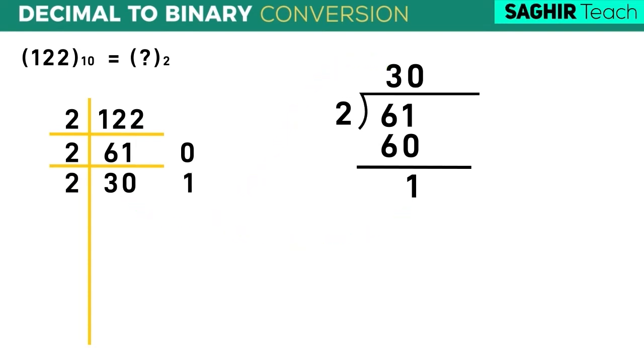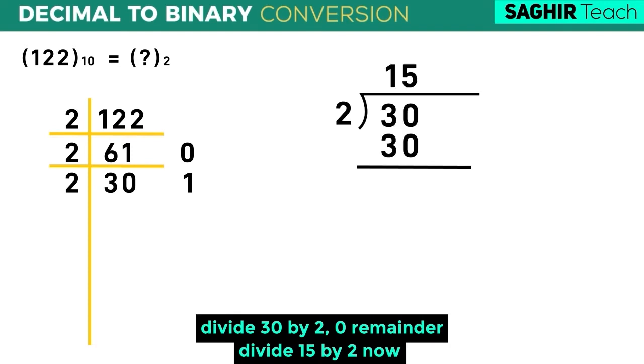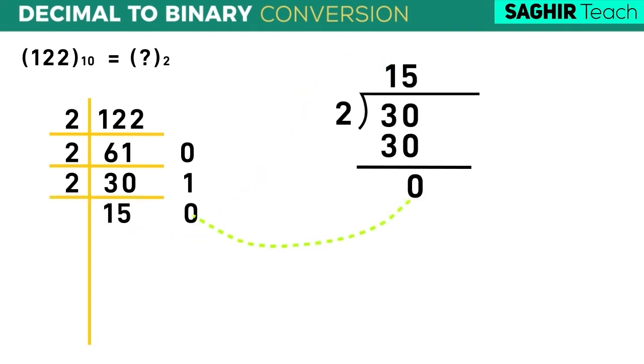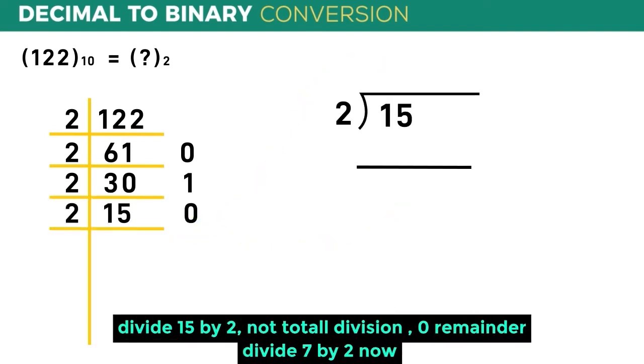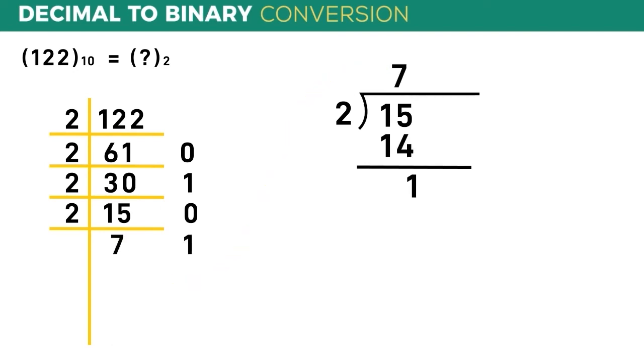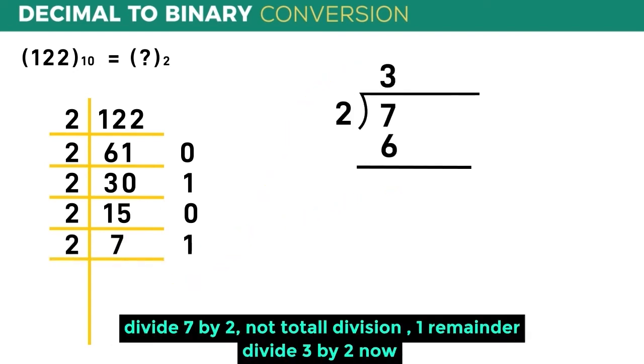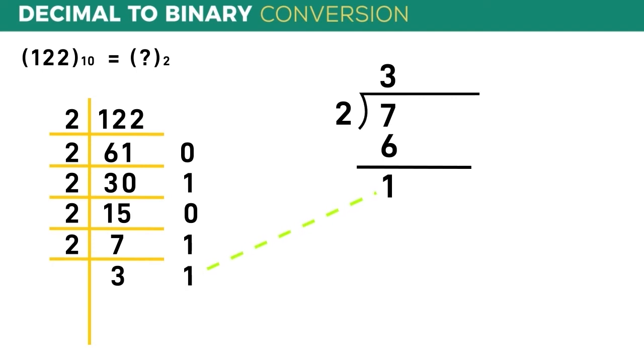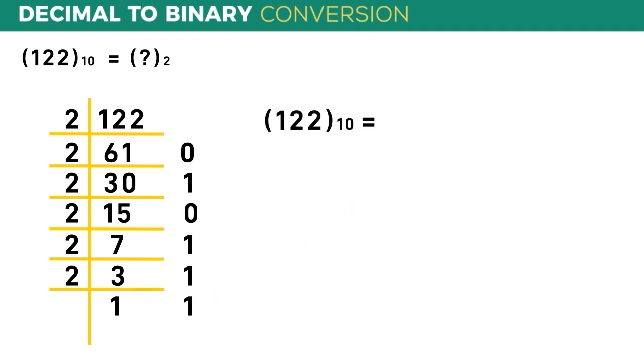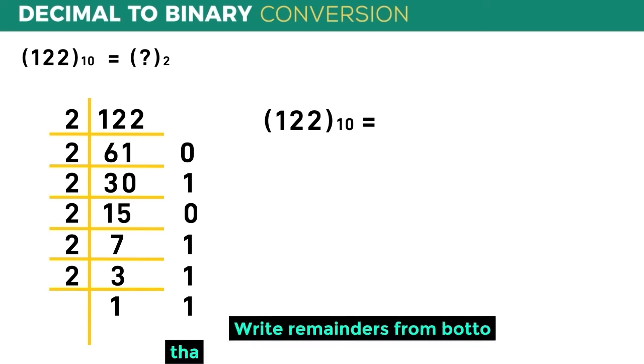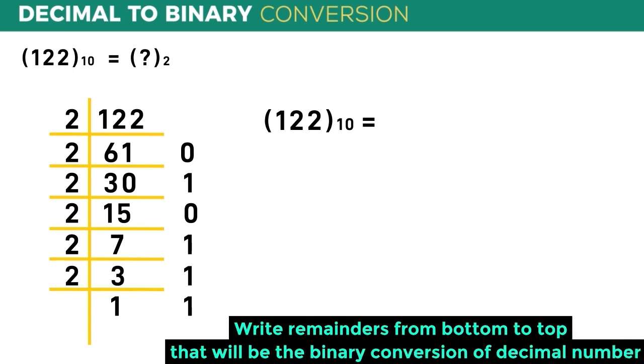Again, we will keep on dividing till we reach a point where the quotient is less than 2, the base number of binary. At the end of all these calculations, we finally reach a point where the quotient is less than 2. So we will again read the remainders in reverse, and our answer is this, which is the binary equivalent of decimal 122.